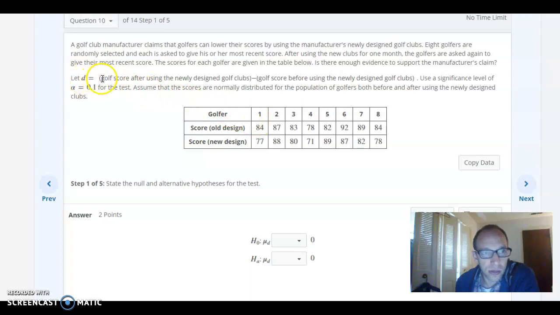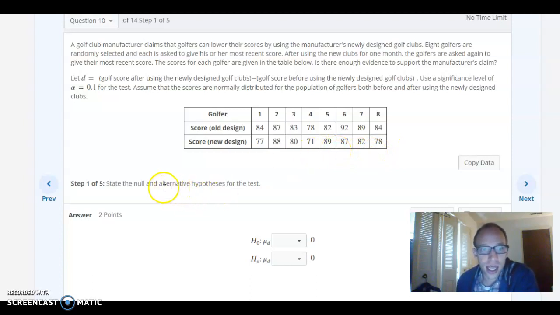So if we make sure we get the direction correct, so newly designed minus before the old design, that means we're taking 77 minus 84, that would give us -7. And then here we would have 88 minus 87, which would be 1. So you're just going to go through. You could do it manually. You could put all these scores into SPSS and run it as in the lab assignment, but it's just as easy to go one by one, get these 8 scores, and then handle them exactly like you would a one sample t-test.